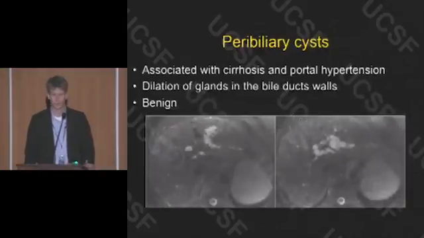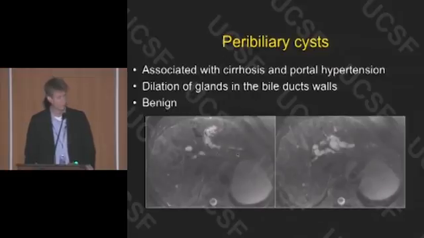Cysts can also come in other distributions. For example, with peribiliary cysts, you can get cysts along the bile duct portal triads, and these are benign. They will not fill when you inject with ERCP, as they do not communicate with the bile ducts, but they're called peribiliary cysts.